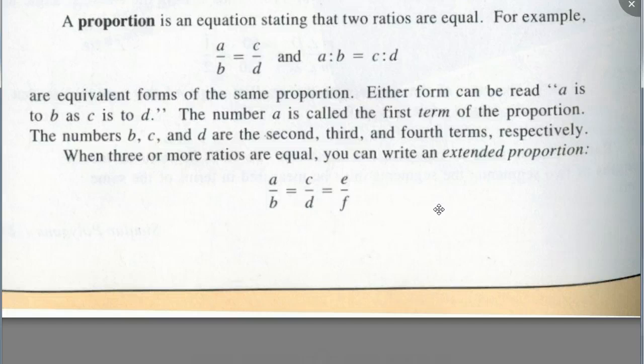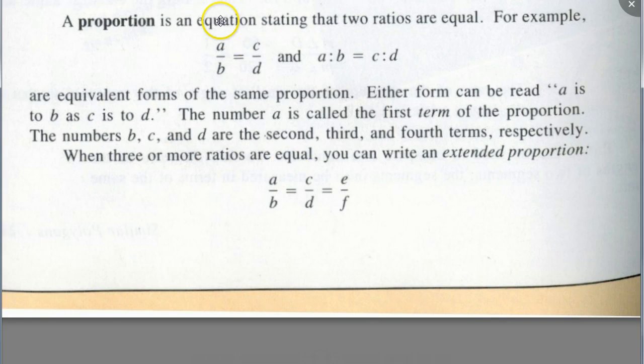Either form can be read A is to B as C is to D. The number A is called the first term of the proportion. The numbers B, C, and D are the second, third, and fourth terms, respectively. When three or more ratios are equal, then you can write an extended proportion. Yeah, so you could write an extended proportion.